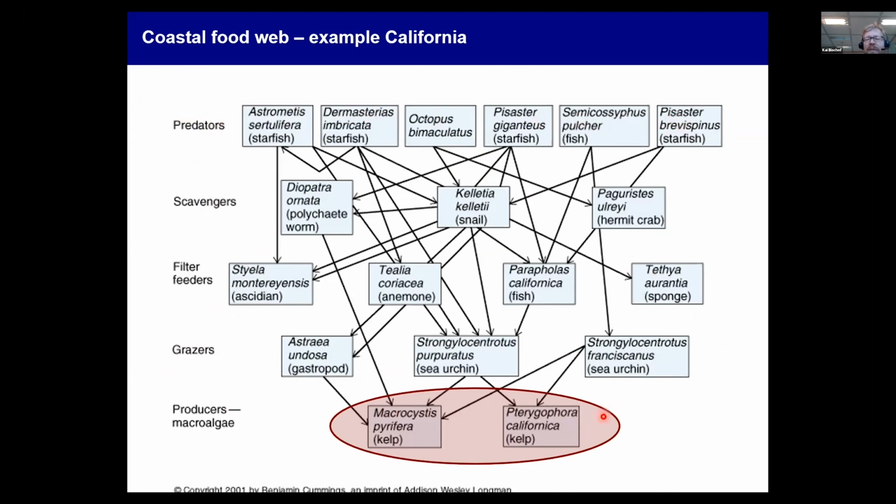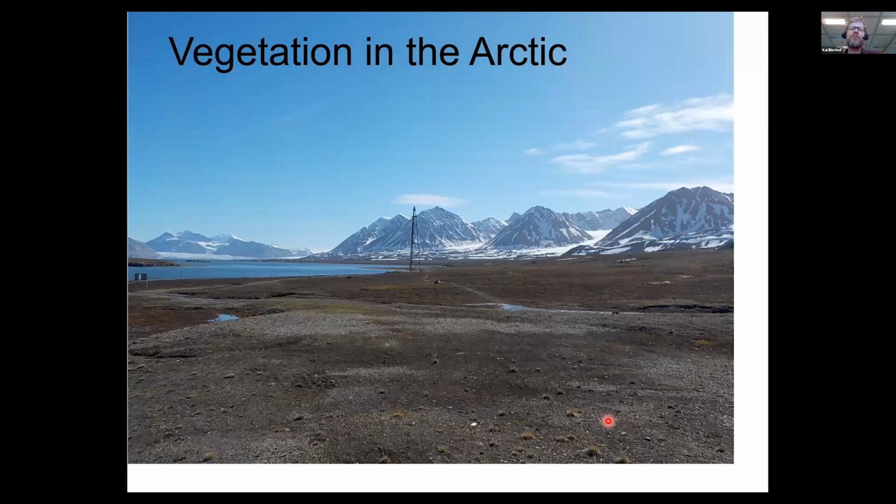But of course, what is at the base? These are the producers, primary producers, and the entire ecosystem functioning is not thinkable without the contribution of these primary producers. In this case, it is seaweed. But let's leave California and let's focus on our target region. And this is, of course, the Arctic.